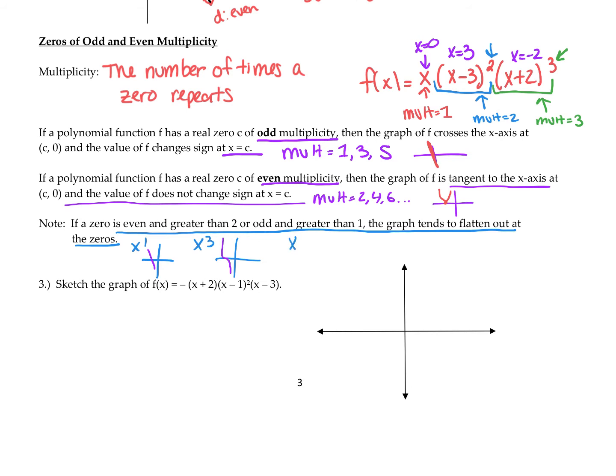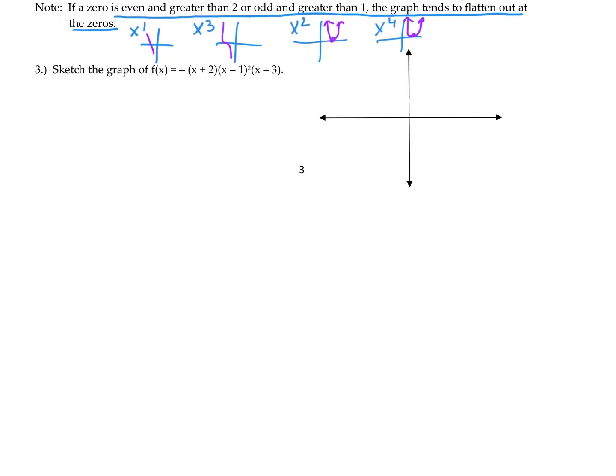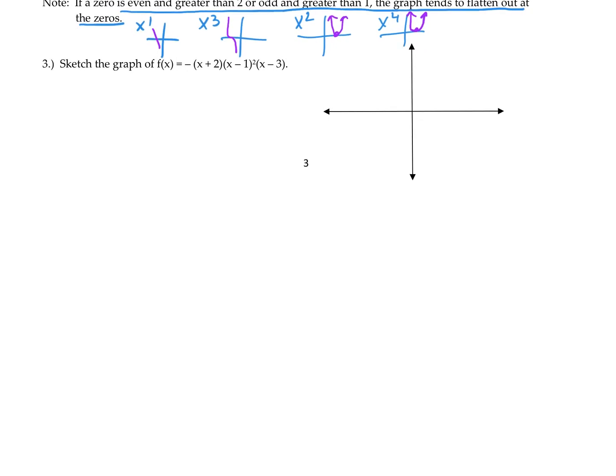Similarly, if it's a multiplicity of 2 or a multiplicity of 4, so 2, it's just going to be directly tangent. If it's a 4, it's going to be more flattened out at that point. All right, so let's put this all together. Let's sketch this graph. Using this equation, let's talk about everything we know.